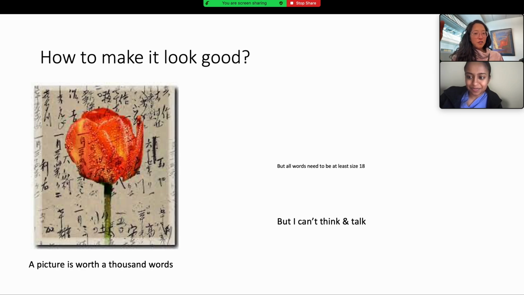A picture is definitely worth 1,000 words. So I tend to have a lot of pictures and not a lot of words, but all the words need to be at least size 18, or they might not be able to see it. But as far as cutting down words a lot, I have this phrase here, but I can't think and talk on there, because anything that I want to say, I need to have some reminder of it on the slide. So I can't cut out so many words that I forget what I wanted to say.